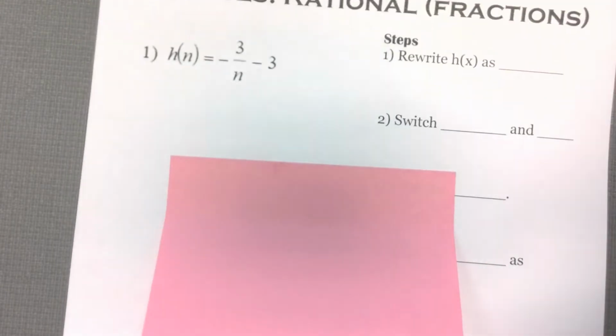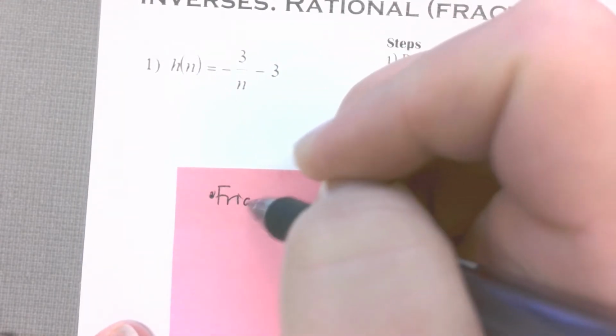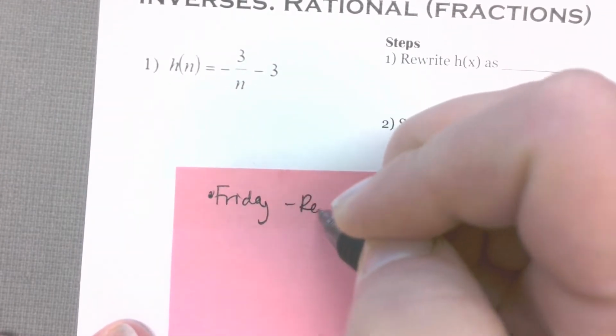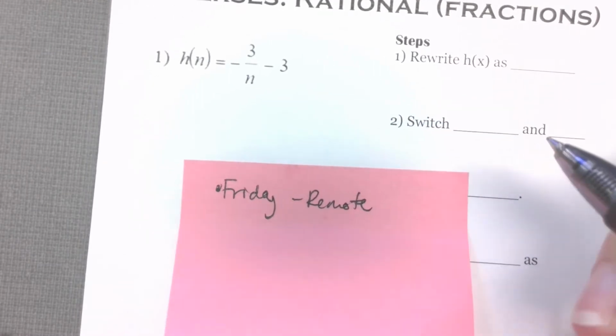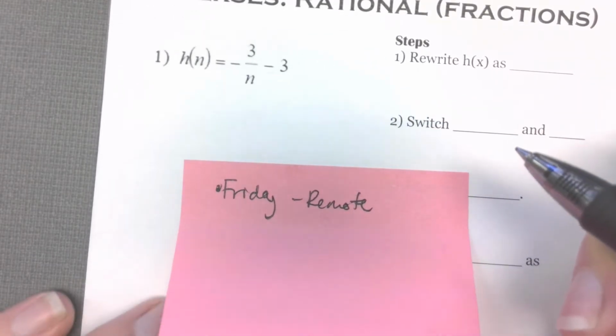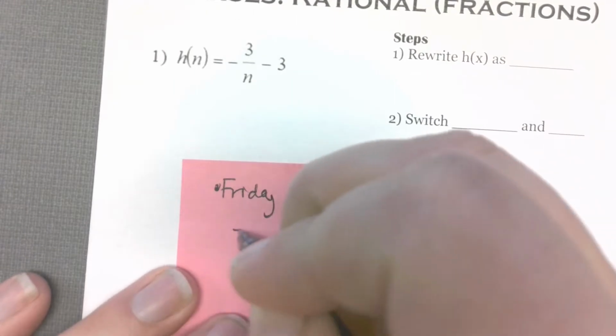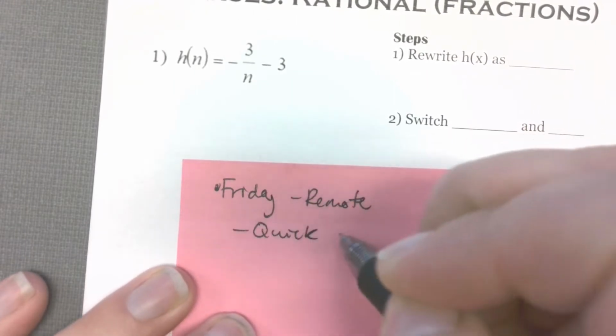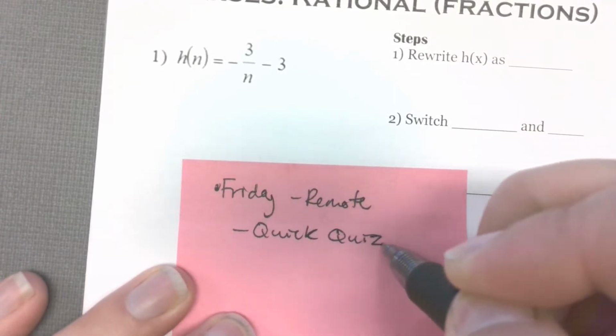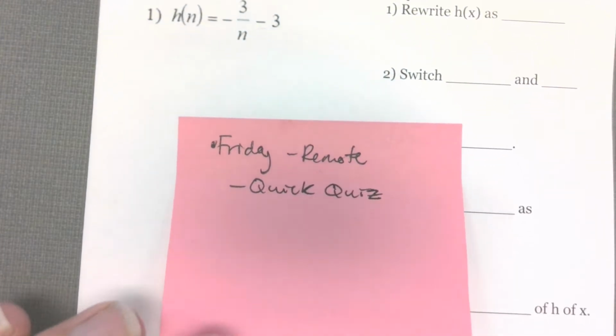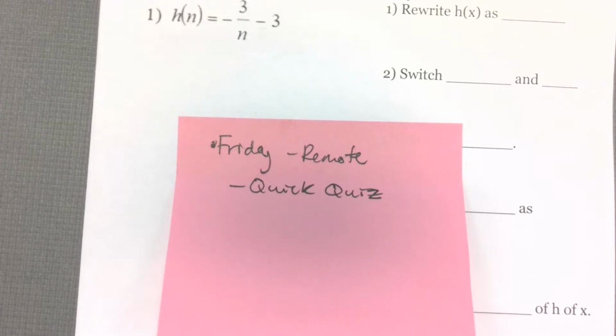Okay, quick announcements. What's going on Friday? No school, remote. We are required as teachers to have something for you to do. You're going to have a quick quiz. You're not going to come physically here this Friday, okay? You will have a quiz on Friday for my class. So make sure you check in and do the quiz. It's not going to be available until Friday.